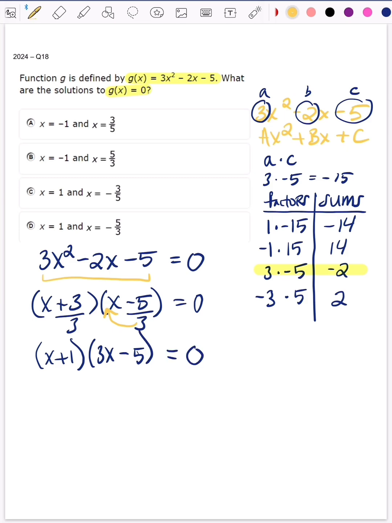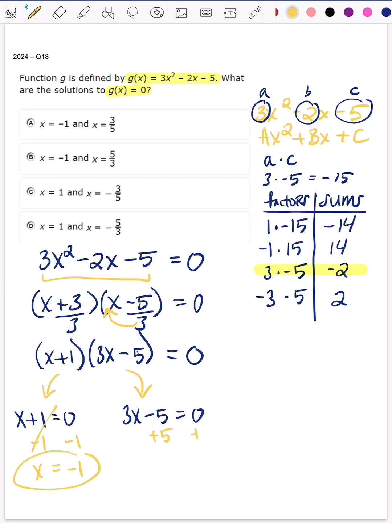Now we get down to the part where we can actually start solving this. I'm going to break this into two different equations and make both parts equal to 0. And now I can just solve both of these for x using inverse operations. So my two answers are x equals -1 and x equals 5/3. So my answer is B.